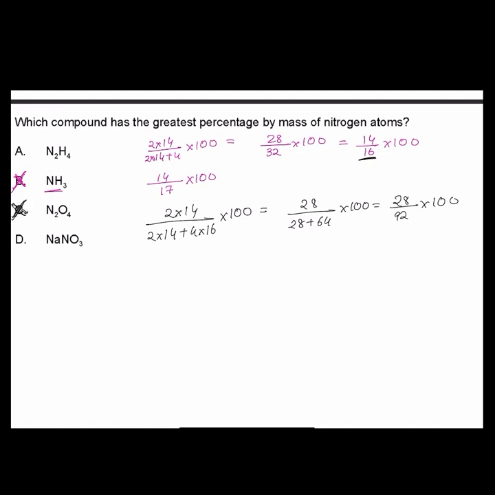Last one, NaNO3. In NaNO3, the mass of nitrogen is 14, sodium is 23, plus 14 plus 3 times 16, times 100. How much will this be? 16 times 3 is 48, 48 plus 14 is 62, 62 plus 23 is 85. So it will be 14 divided by 85 times 100. Again, it will be a lot smaller than 14 over 16. So I can also eliminate option D, and I can finally say option A is the correct answer to this question. With this, we come to an end to our discussion.